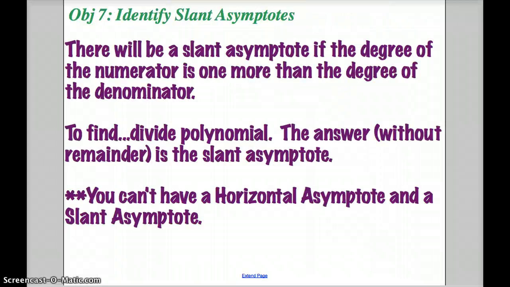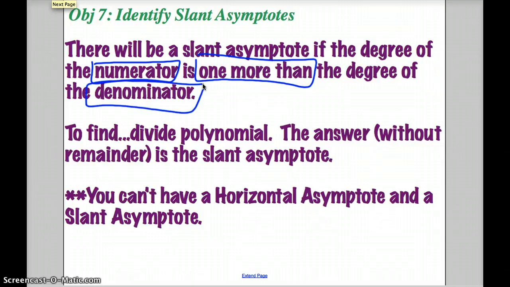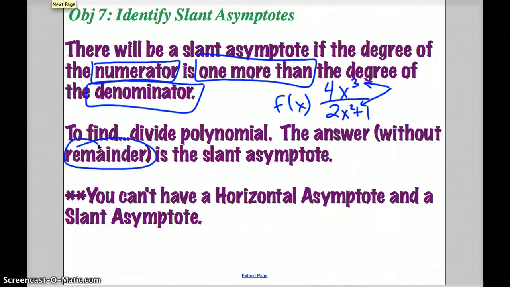Let's take a look at slant asymptotes. There will be a slant asymptote if the degree of the numerator is 1 more than the degree of the denominator. That's the case we just saw: 4x to the third over 2x squared plus 1. The degree here was 1 more than the degree in the denominator. It has to be exactly 1 more. In this case, we had a slant asymptote, and the simple thing we have to do to find it is to divide the polynomials. We take 4x to the third, divide it by 2x squared plus 1, and the answer, without the remainder, is the slant asymptote.